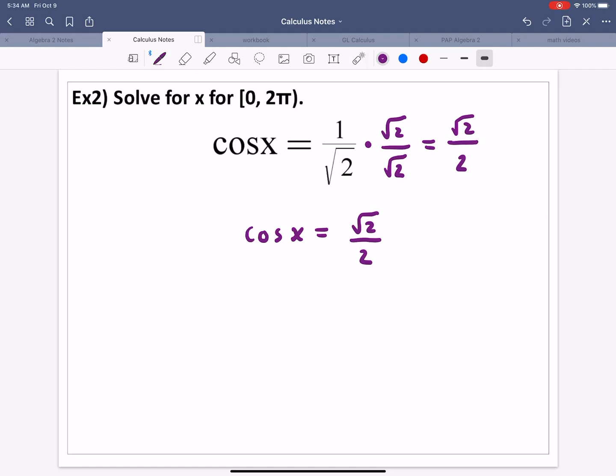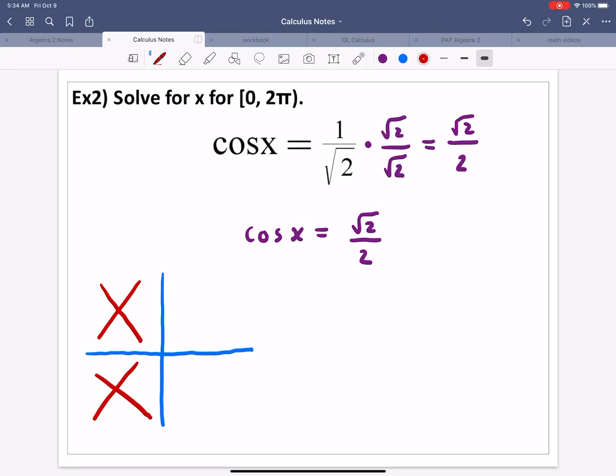So what this problem's asking you to do is find where on the unit circle the cosine of x equals root 2 over 2. So I like to think about my unit circle, and I want to eliminate the quadrants where cosine is negative. Cosine is negative in quadrant 2 and quadrant 3. So cosine is positive in quadrant 1 and 4.